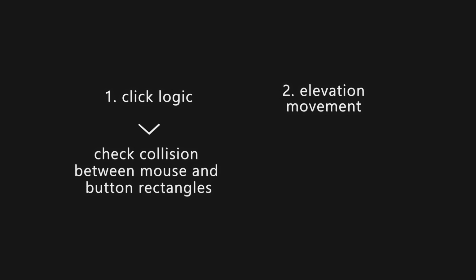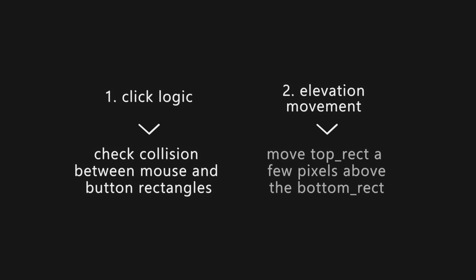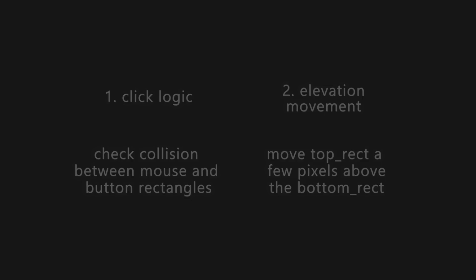Number one is we have to create a click logic, and number two is we have to be able to move the button. To get the button click logic, all we really have to do is check for a collision between the mouse and one of the two rectangles. The one thing we have to be careful about here is that we only trigger a click once. You're going to see in a second what that means. And to get the elevation logic, all we really have to do is move the top rect a little bit up and then limit the bottom rect by a tiny bit. So with that, we have the basic logic. Let's get into the code and actually implement all of this.